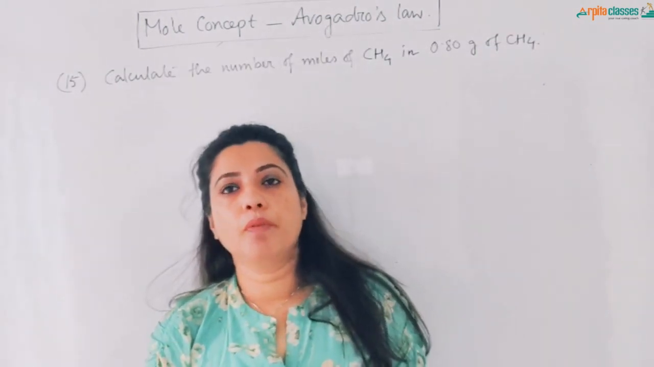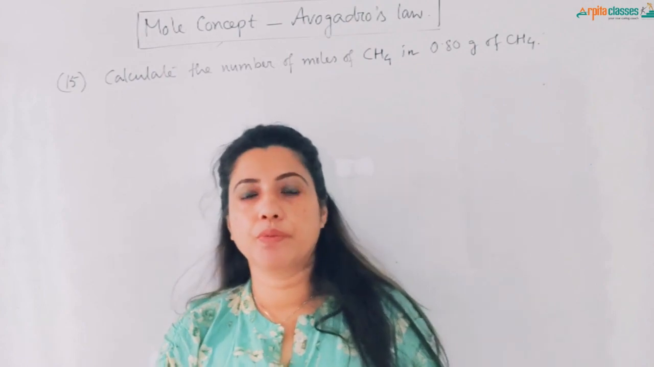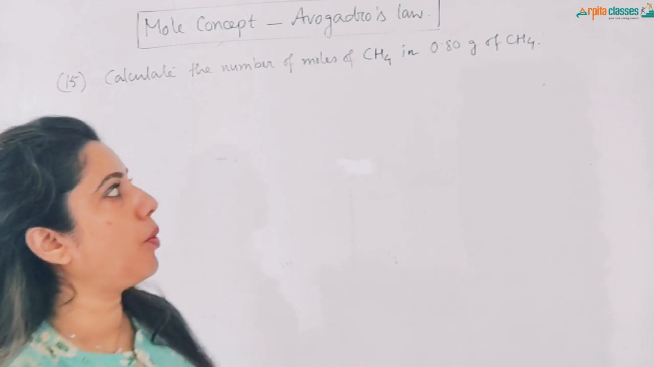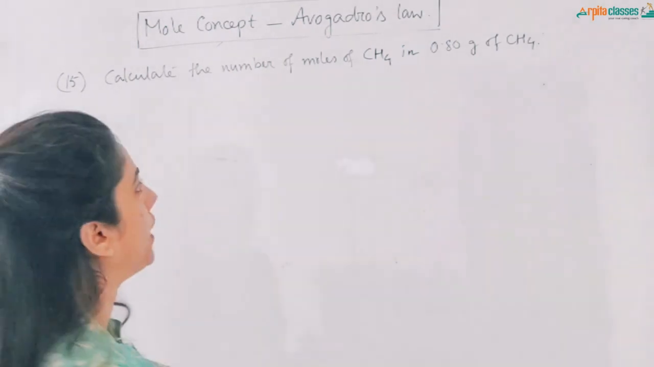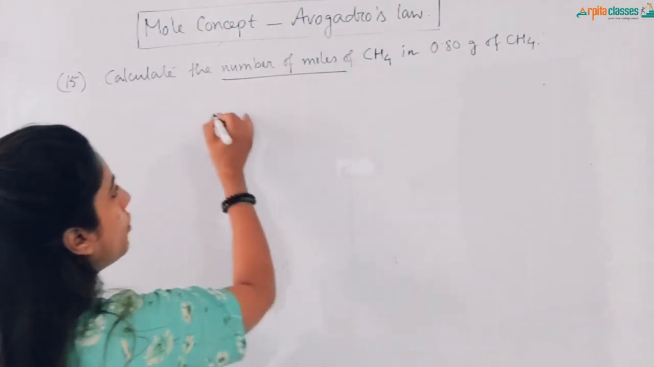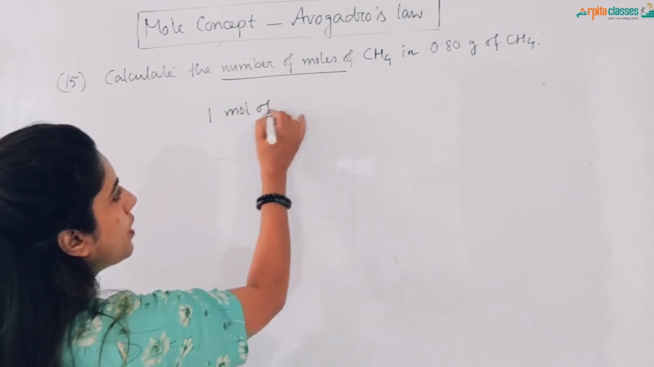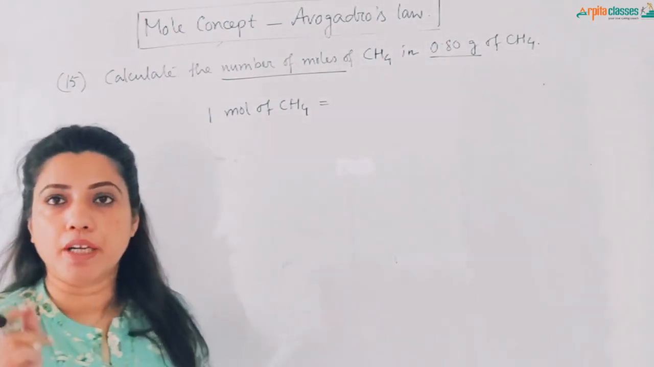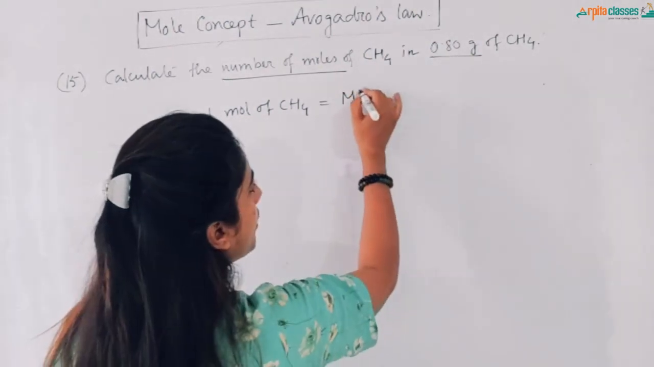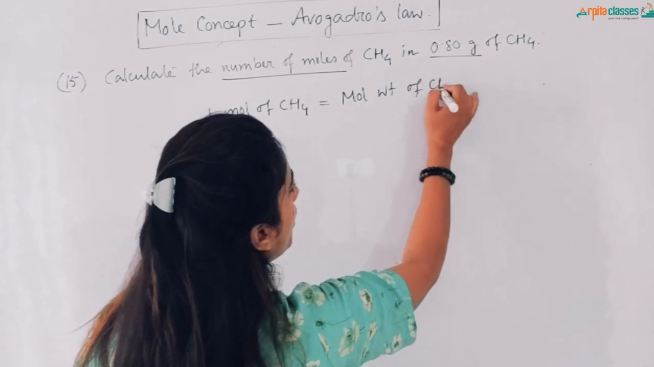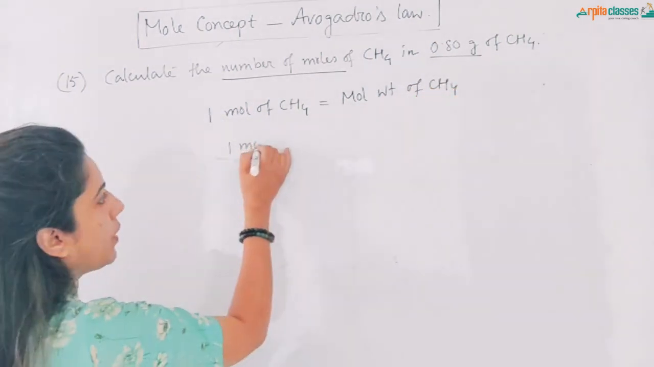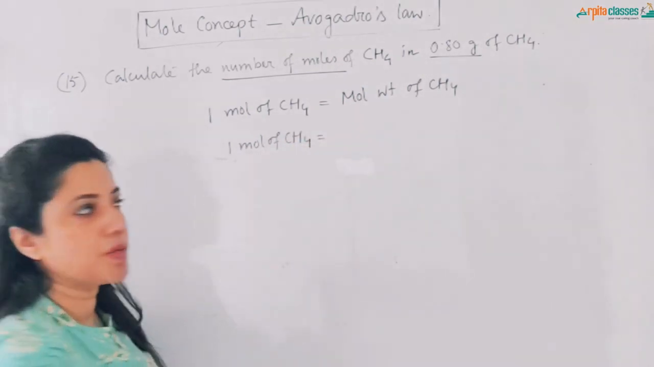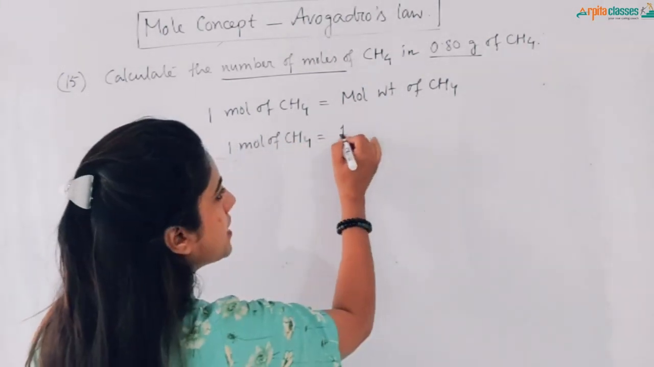So we have reached question number 15, and that is the last question for today's video. Question number 15 says calculate the number of moles of CH4 in 0.80 gram of CH4. So they are asking for the number of moles. We write 1 mole of CH4 is equal to the molecular weight of CH4. Now in the next line, we calculate the molecular weight: molecular weight of CH4 is 12 plus 4, that is 16 gram.